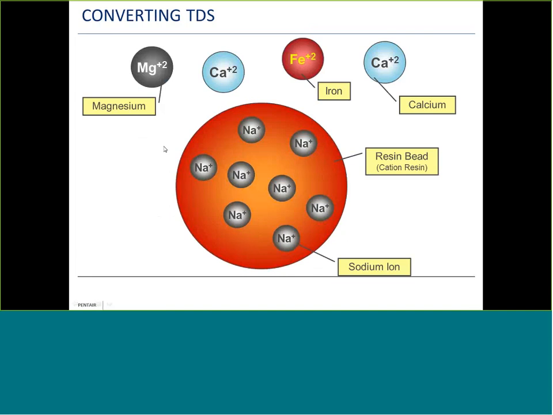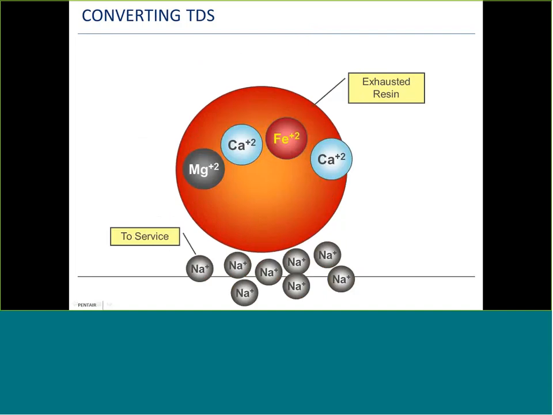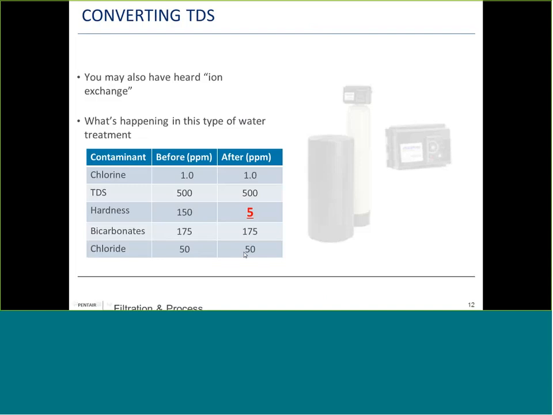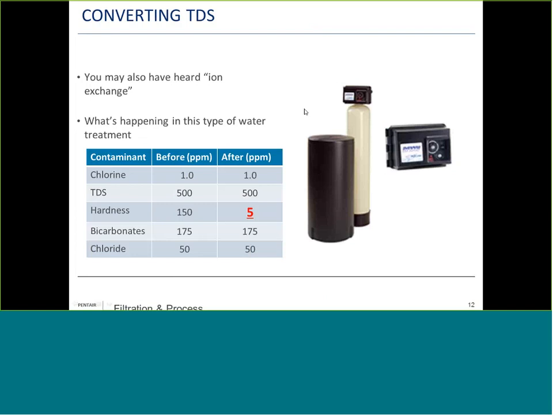Now, how we convert TDS in the softening process. The heavier metals in the water will come in and push off sodium and bond to this resin bead, and the sodium is pushed downstream. And converting TDS is typically called softening. You may have also heard this called ion exchange because the ions, the +2 and larger metals, were exchanging for the +1 sodiums. And this is what happens in this type of water treatment.